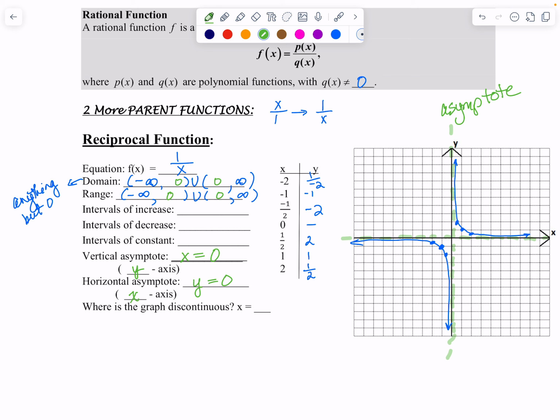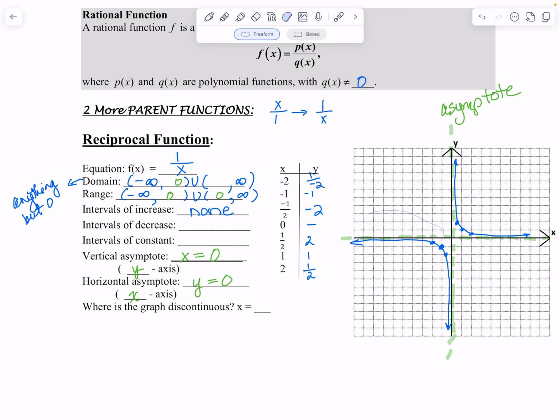My intervals of increase, if we look at this graph and follow it from left to right, I'm going to start over here at negative infinity. Notice I just go straight down, so I'm always going down. And then over here, if I start up here, I'm always going down. So it never increases. We're going to have no intervals of increase.